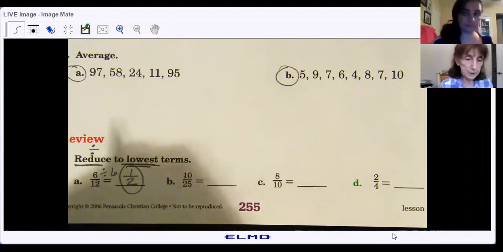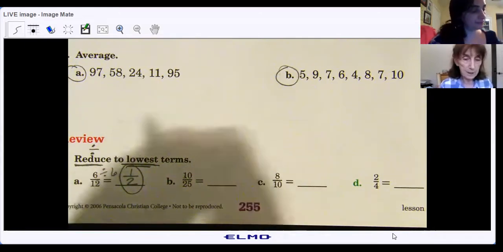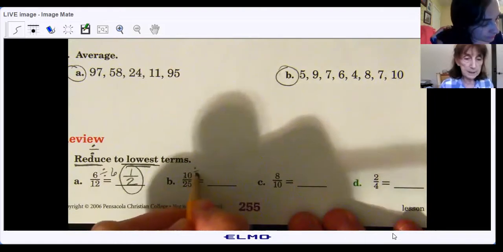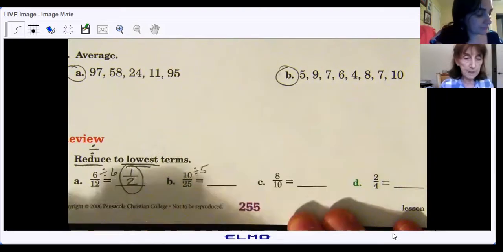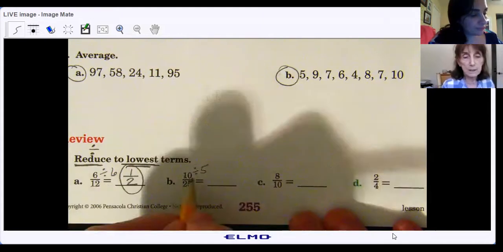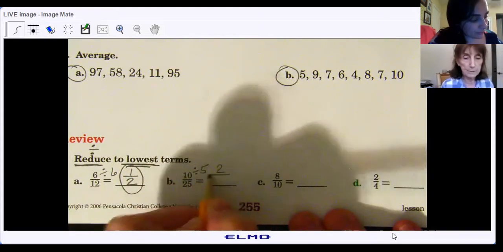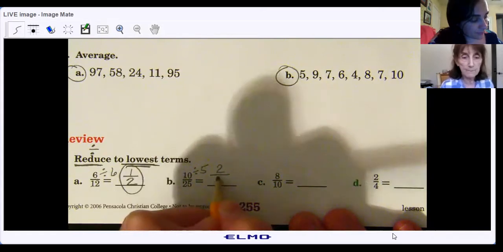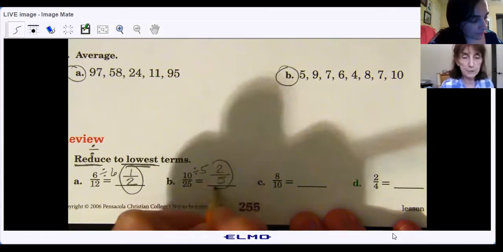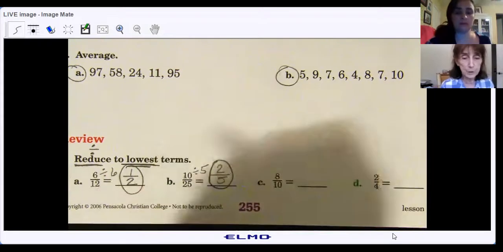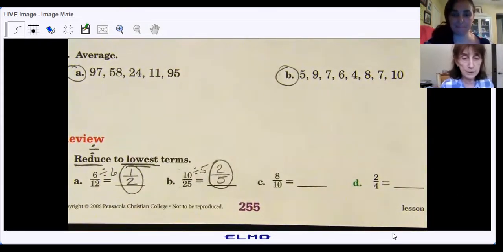How about if we used 5? Will 5 divide by 10? Yes. And 25 divided by 5? Yes. All right. So 10 divided by 5 is 2, and 25 divided by 5 is 5. So your final answer is 2/5. That means you can't reduce that anymore. There's not a number that you can divide into 2 and 5 that'll come out evenly.